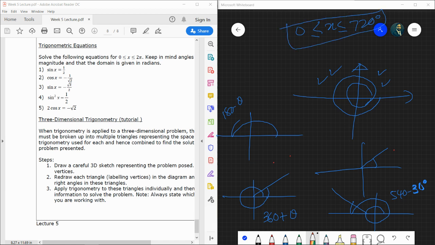So the important part is to understand the range and then look at the sign, and first of all find the basic acute angle, and then find out the rest of the solutions depending on the range and the sign of sine, cos, or tan. So that's all from me in terms of solving trigonometric equations.